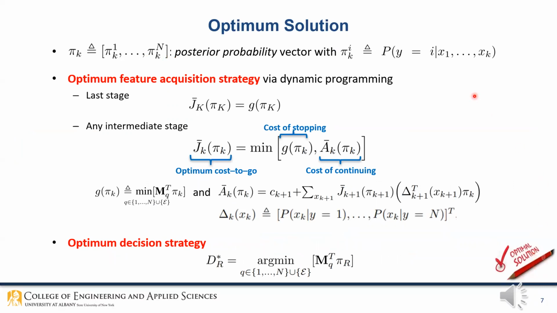We solve the optimization problem using the posterior probability and dynamic programming as shown here. Specifically, the optimum feature acquisition strategy is derived in terms of the last stage and any intermediate stage as shown here. Finally, the optimum decision strategy dr star is given by this equation.